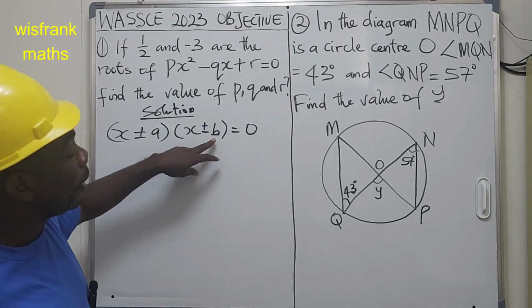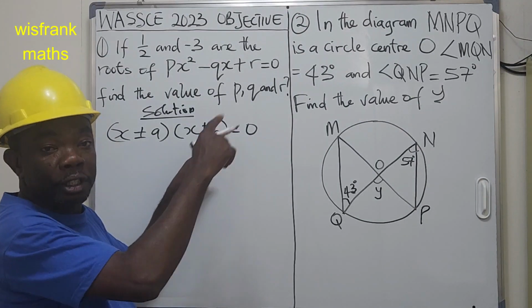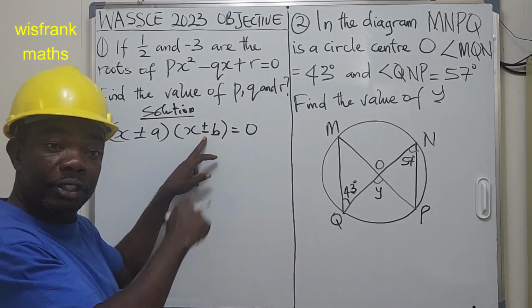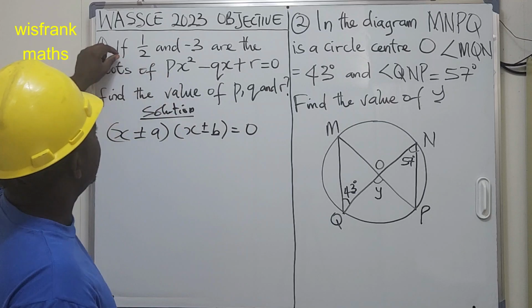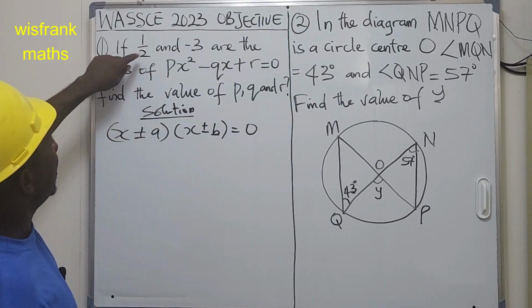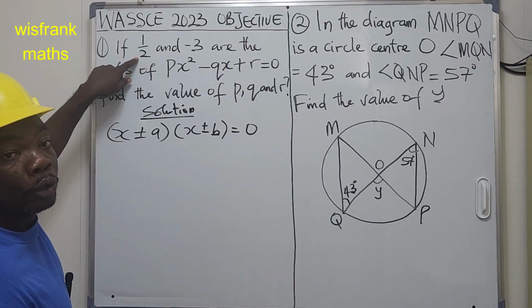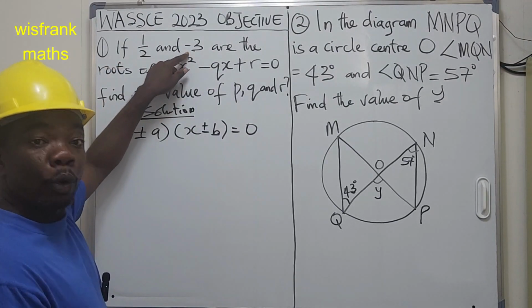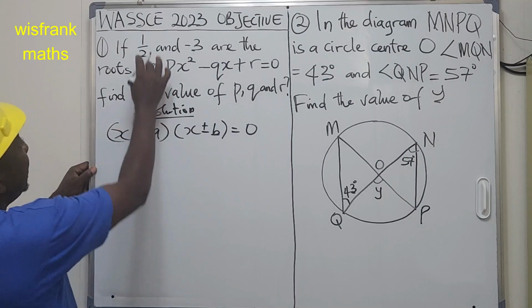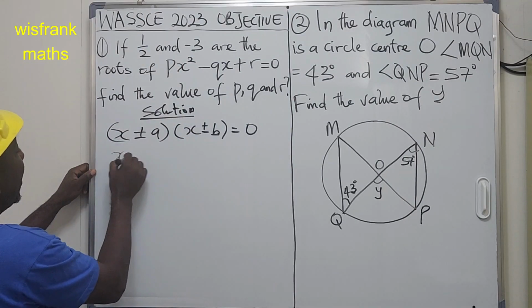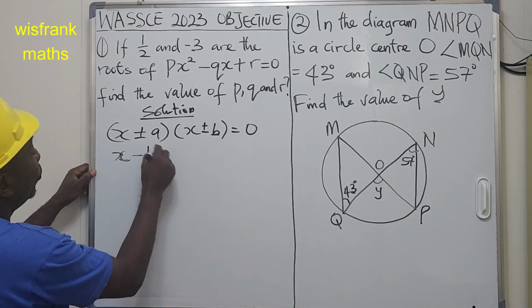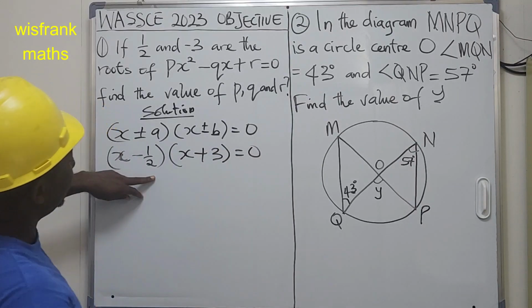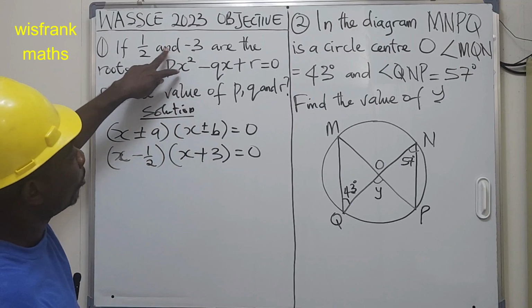And the same thing here, if b is plus here, when it crosses 0, it becomes minus. And when it is minus here, when it crosses 0, it becomes plus. In this case, from our question here, a here is plus 1 over 2, so when it comes inside, it becomes minus. Here is minus 3, and when it comes inside, it becomes plus. This is the same thing as x minus 1 over 2, into x plus 3, equals 0. So this is the equation from these two roots.